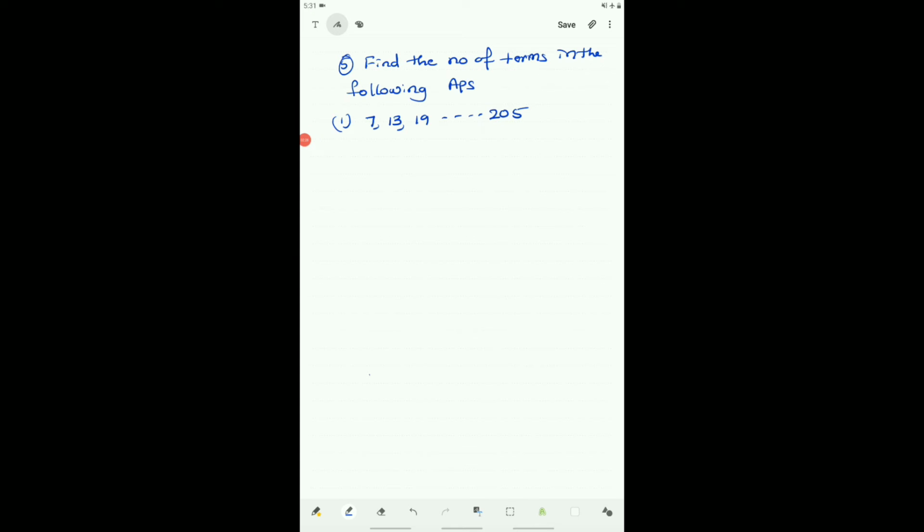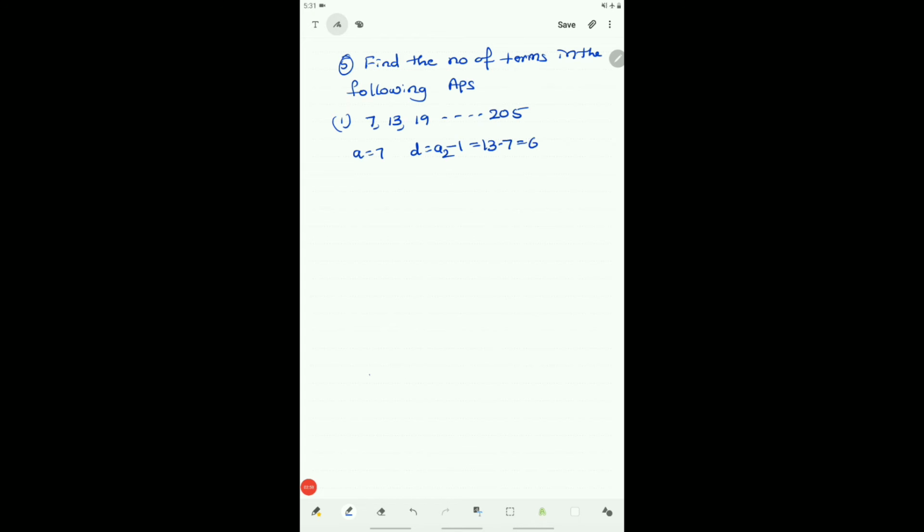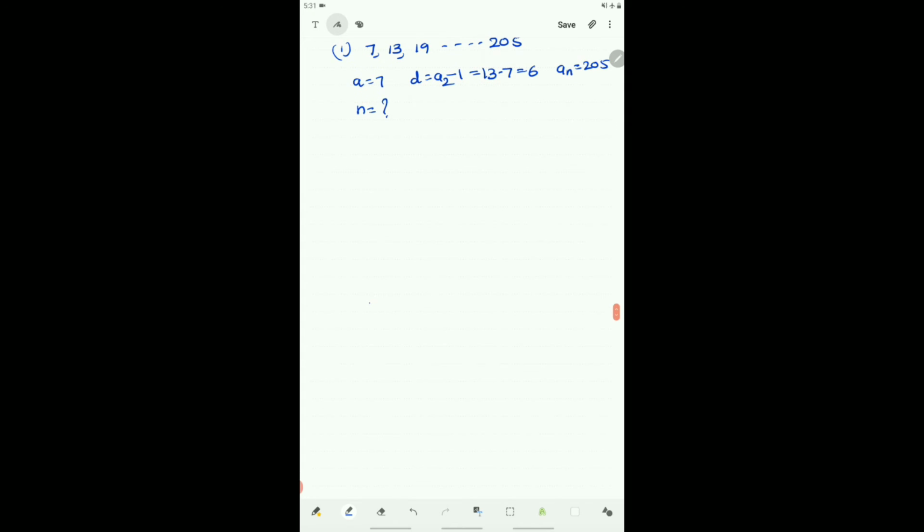In the fifth question, find the number of terms in the following APs. The first AP is 7, 13, 19, and so on, up to 205. Here again we have to find the value of n only. Write the first term a = 7, d = a2 minus a1, that is 13 minus 7, which is 6. Then an = 205 and n = ?